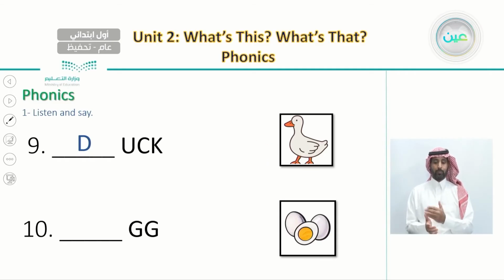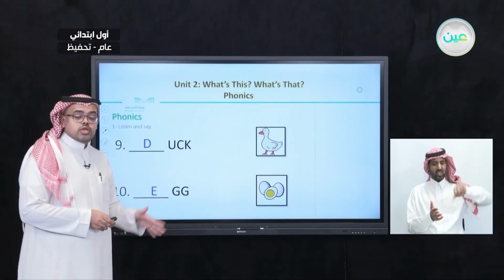And number 10, the letter is E, and we pronounce E in this word as egg. Repeat after me. Egg, egg. Very good. So this is an egg. So now what we did is that we produced the sounds from A until letter J.